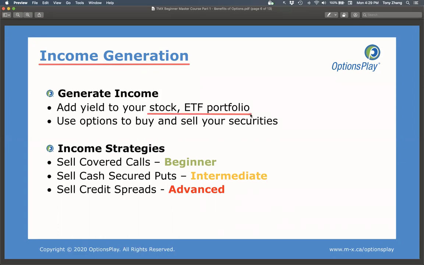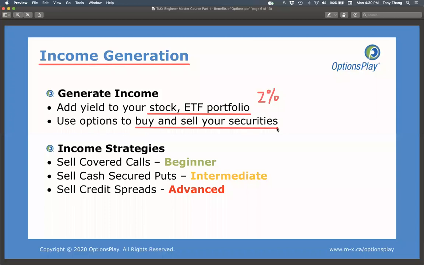If you look at the average dividend yield of most portfolios, it probably averages somewhere in the 2% range. That is probably the average dividend yield, I would say, on most well-diversified portfolios. Some of you have very dividend-focused portfolios that might have higher yields, but generally speaking, most well-diversified portfolios are in the 2% range. And many times when we think about options, we think about them as a vehicle to help us speculate. We usually don't think of options as a vehicle that allows us to buy and sell our securities.